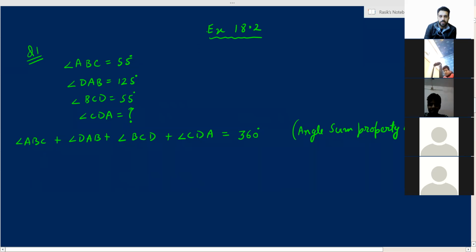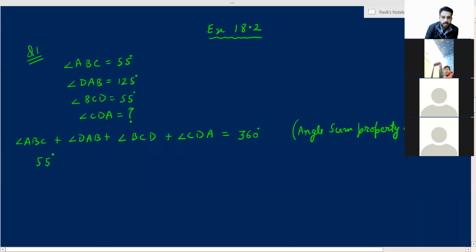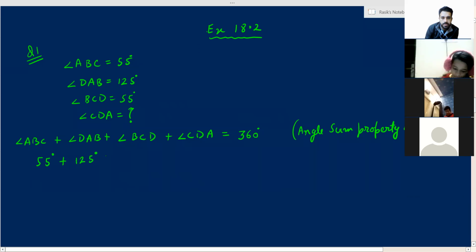Now put the values. What is the value of angle ABC? 55 degrees. Am I right? 55. Angle DAB 125 degrees. Angle BCD again 55 degrees. Angle CDA, we don't know. We have to find equals to 360. So in this equation, we have put all the three values. 55 plus 55 plus 125.